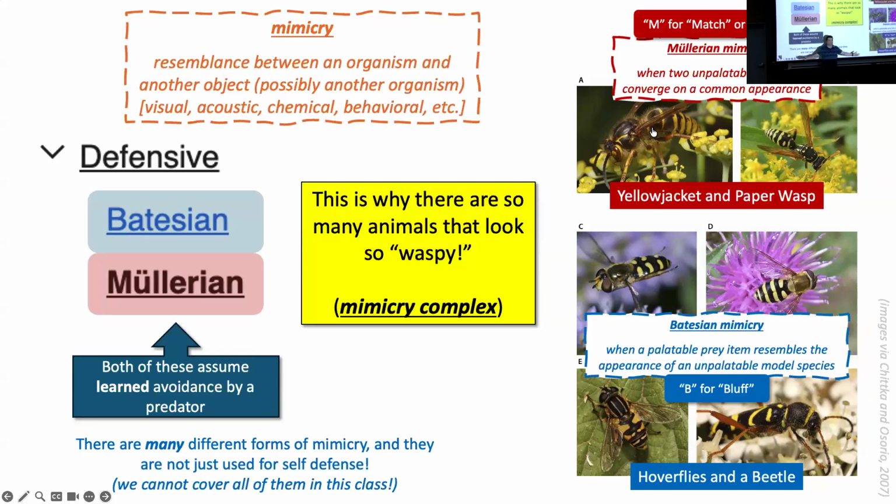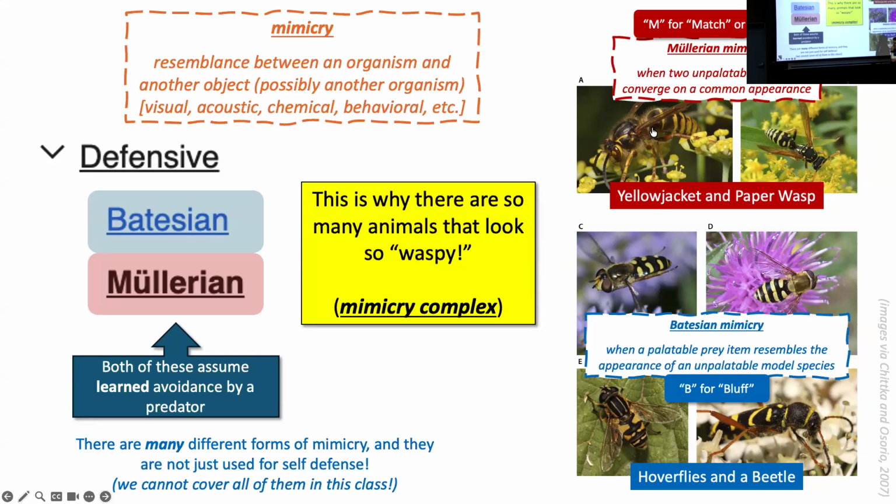because now the population's got so many yellow and black stripes you can eat, then it's just better to eat them than not eat them. So again, the learning is thought to be what's driving these things. All right, any questions about Mullerian or Batesian mimicry?